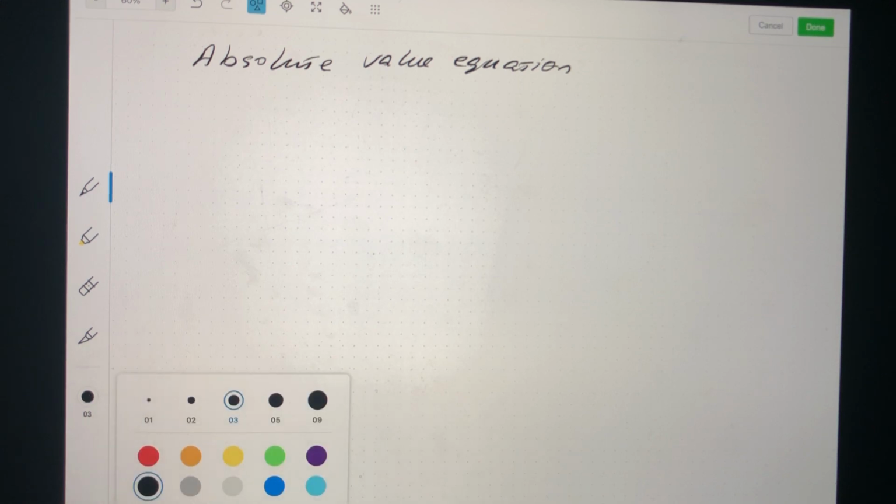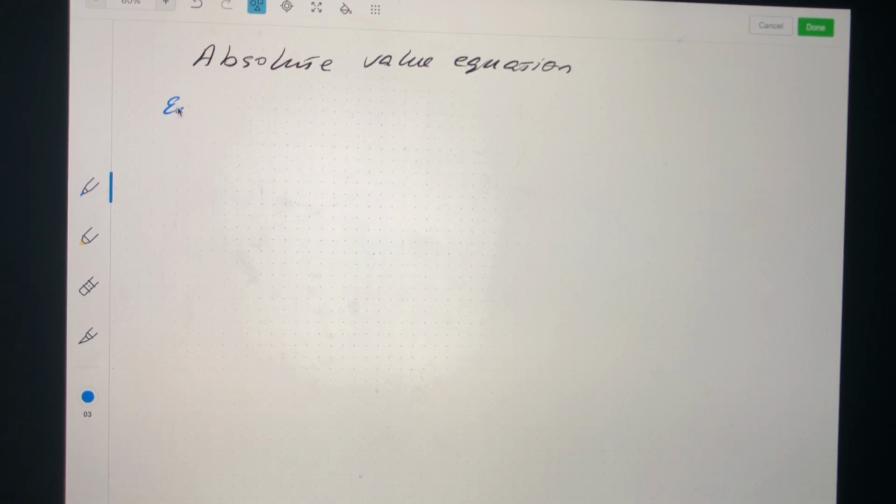Hello, in this video let us solve an absolute value equation. So here is an example. Let's suppose we have to solve 3 plus absolute value 2x minus 1 equals 8.